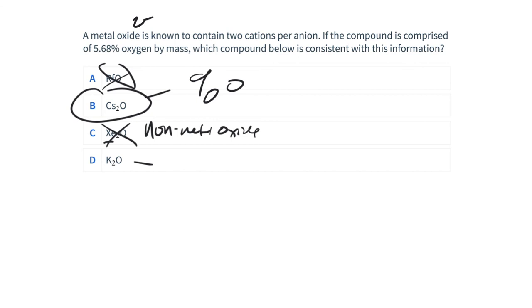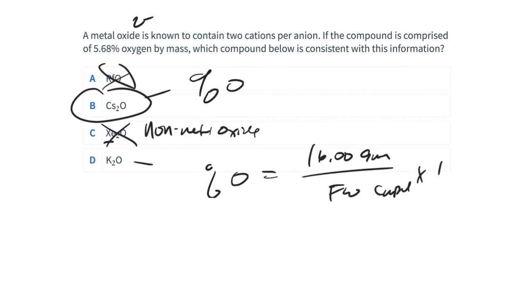Now, another approach would be like we solved earlier for the metal chloride, the XCl3 problem, which is to say, I know the percent O for this compound would be 16 AMU for the 1 oxygen, divided by the formula weight of the compound, times 100%, and that's equal to 5.68%. And again, we might get rid of the percentages and use 0.0568 as a fraction. We can solve for the formula weight. So the formula weight of the compound would be 16 divided by 0.0568, and that works out to be 281.6.